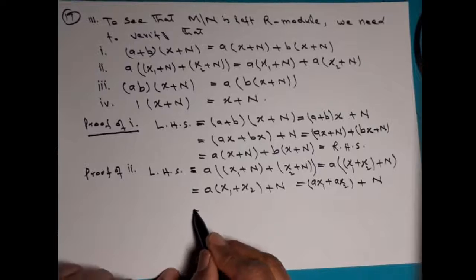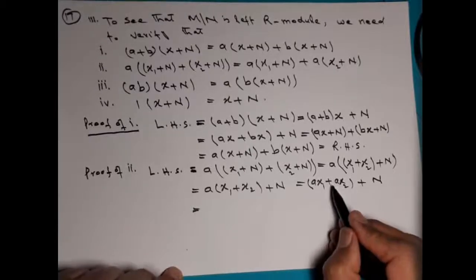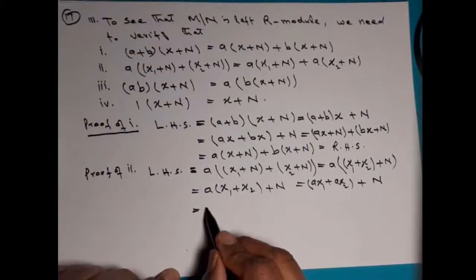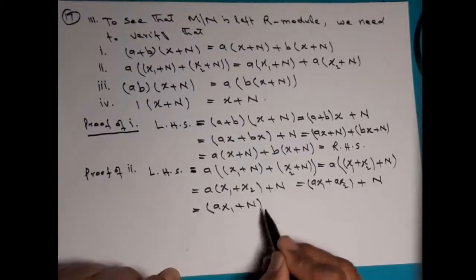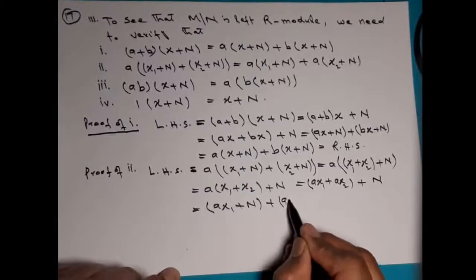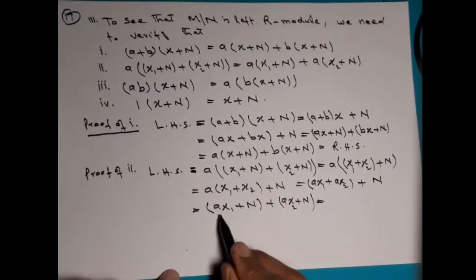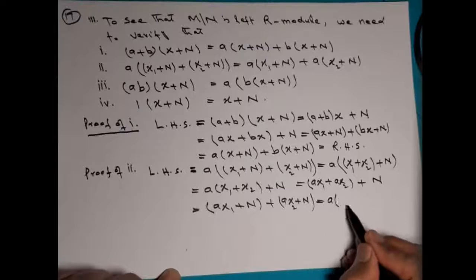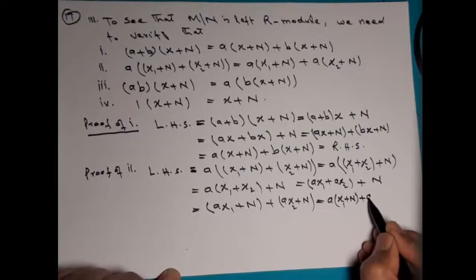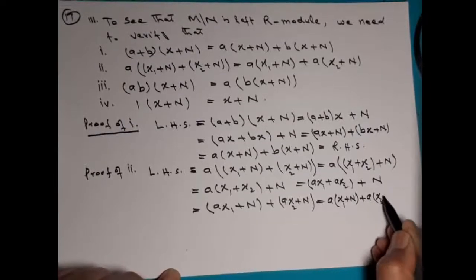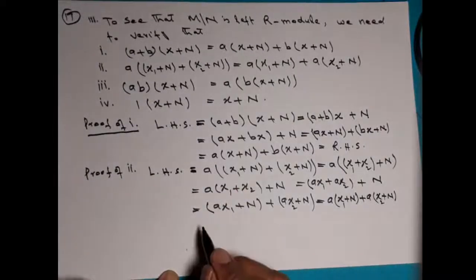Then again, using the definition of sum of cosets, this can be written as (ax1 plus N) plus (ax2 plus N), and this is equal to a multiplied with (x1 plus N) plus a multiplied with (x2 plus N). You can see that this is the same thing as the right hand side, so this is equal to the right hand side.